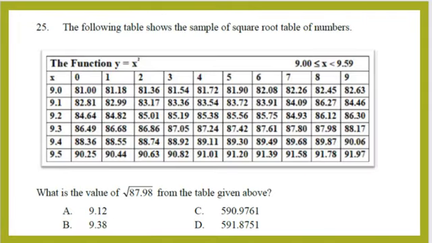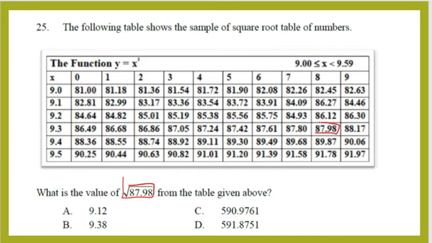Let us continue with question number 25. It says, what is the value of the square root of 87.98? So this is a reverse process. We are going to search the number here in the table. We need to find this number, 87.98. As you see, 87.98 is found here.